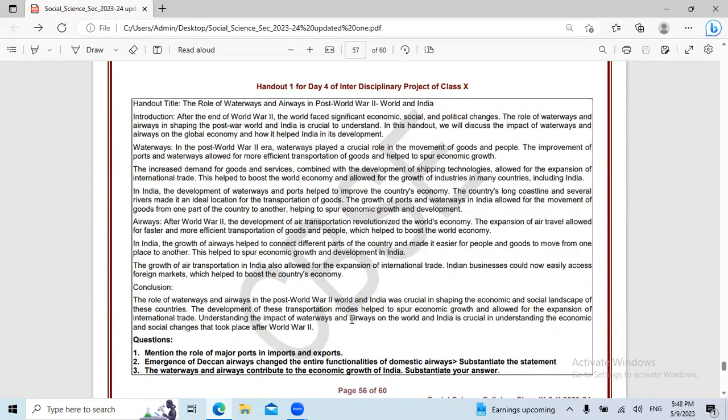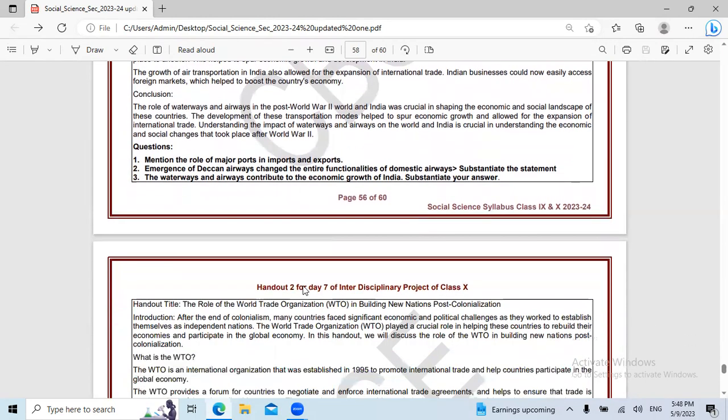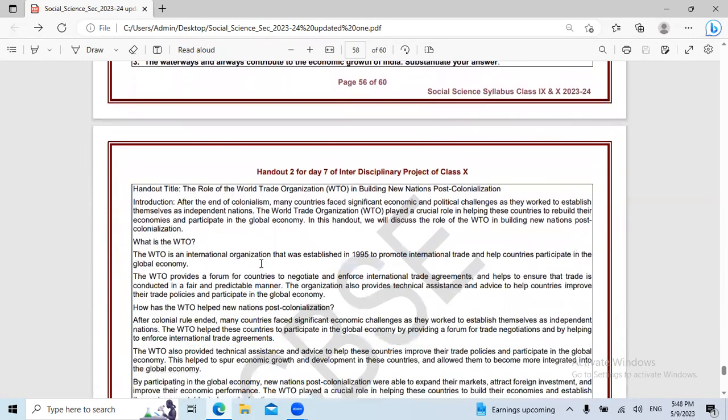The development of these transportation modes helped to spur economic growth and allowed for the expansion of international trade. Understanding the impact of waterways and airways on the world and India is crucial in understanding economic and social changes that took place after World War II. These are the questions given. Now handout 2 is also given.